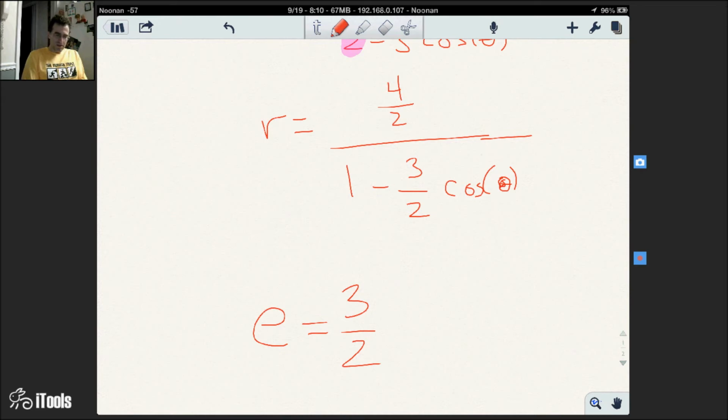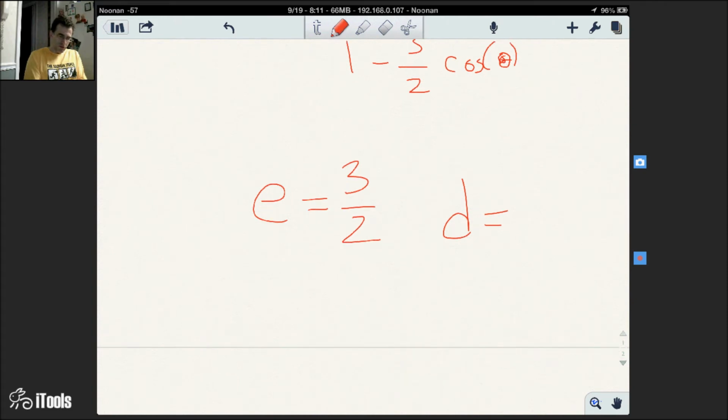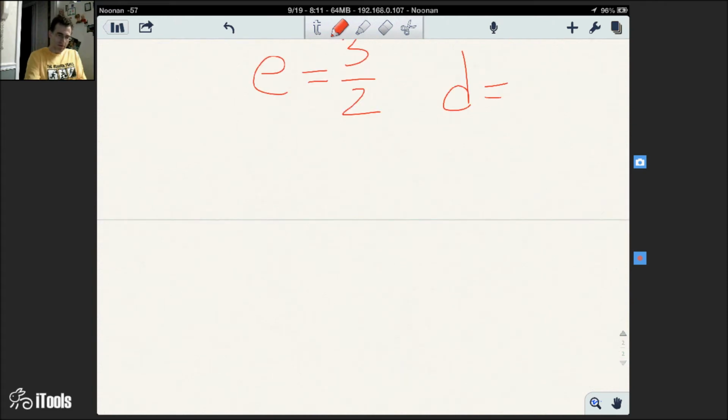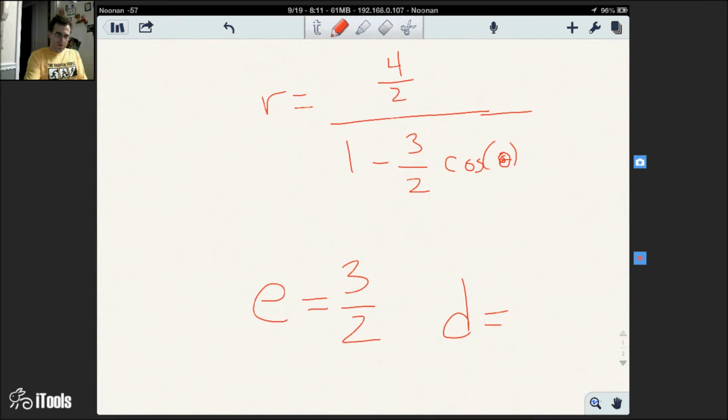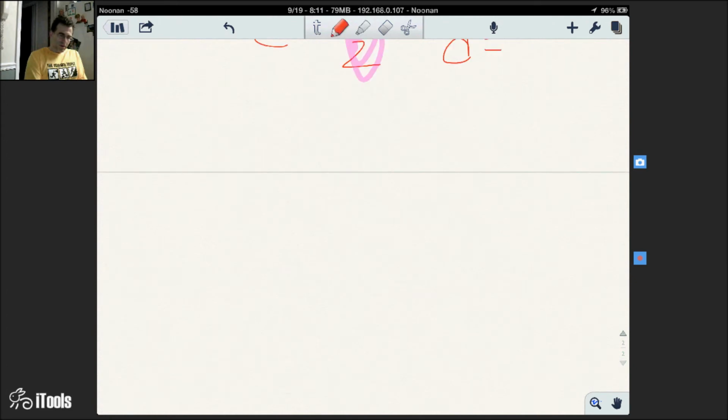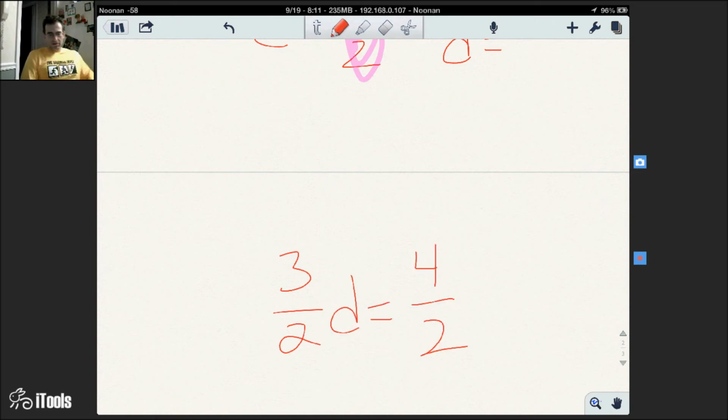The d, the distance to the directrix, is going to be, let's see, maybe I need to make some space here. We know that e times d is 4/2. Let me go back up here so you can see this. So this 4/2 right here, that's e times d, and you already know what e is. So let's go down and do the math. It's not that difficult. So 3/2 times d is going to be 4/2. And then just solve this, and I think you get 4/3 for d.